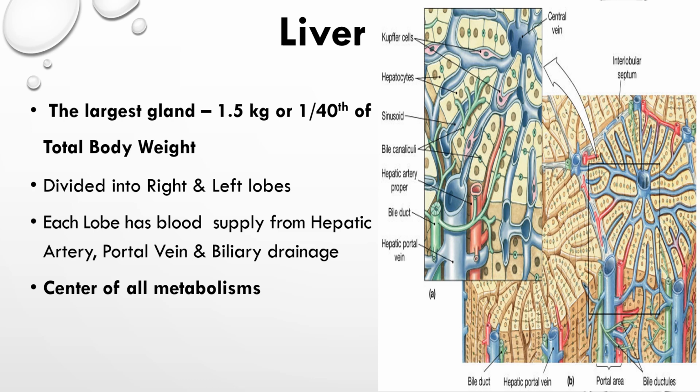Liver is the center of all the metabolism. All the nutrients pass through the liver. So the metabolism of all the nutrients happens here. Most of the drugs are metabolized here.